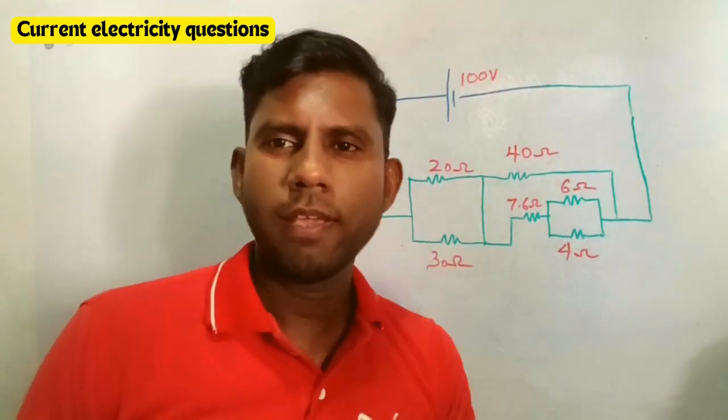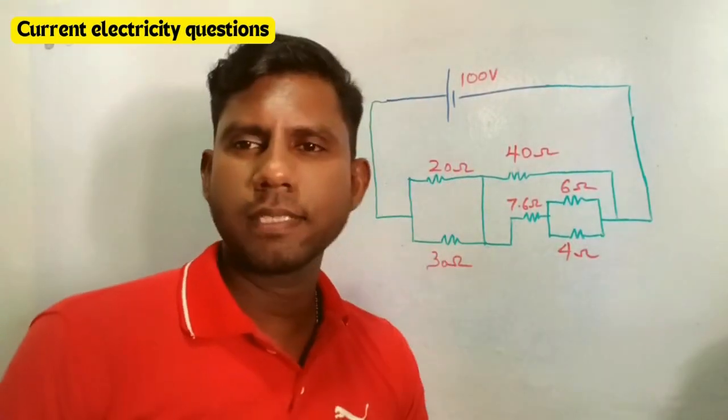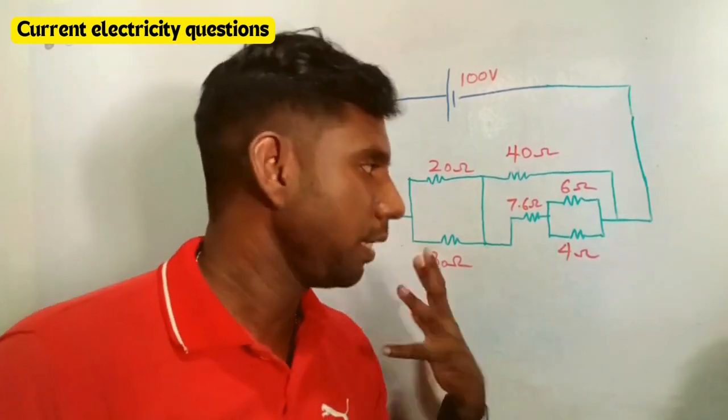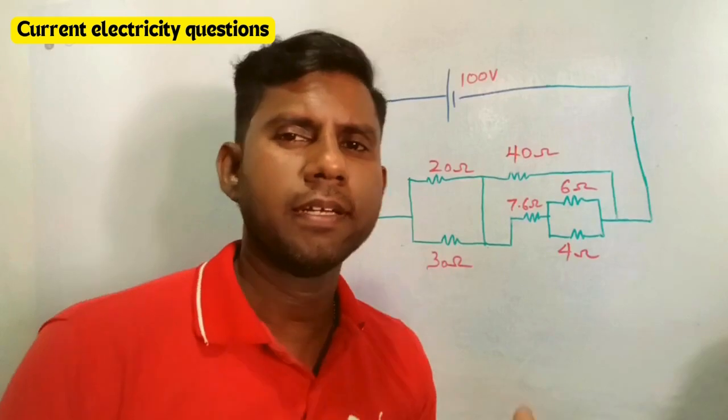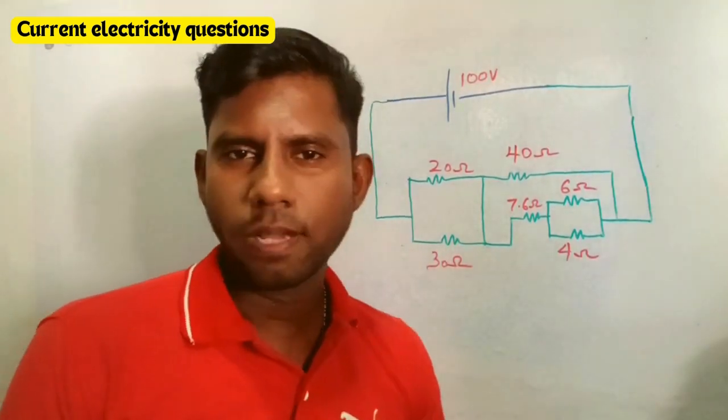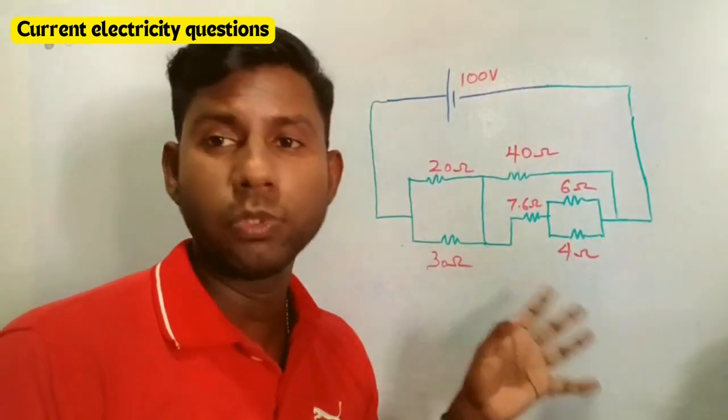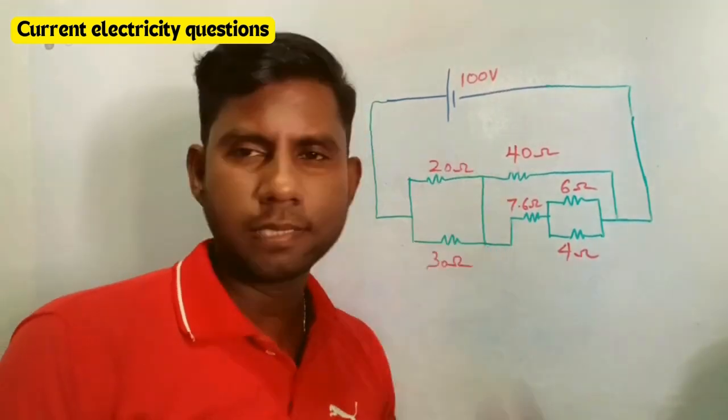Hello students, today we are doing the current electricity question series again. We'll be going through a couple of questions, finding equivalent resistance, finding current through capacitors, finding current through resistors and cells as well.